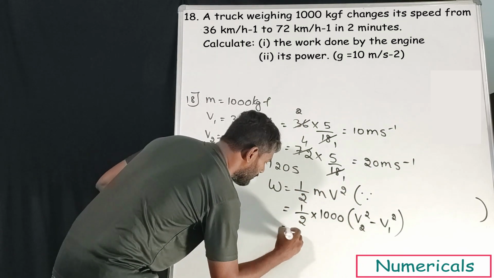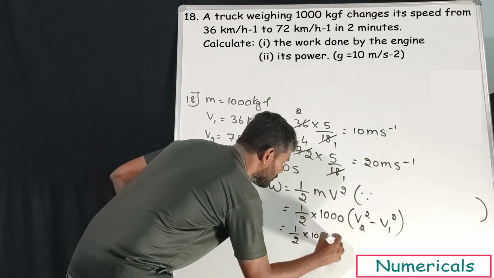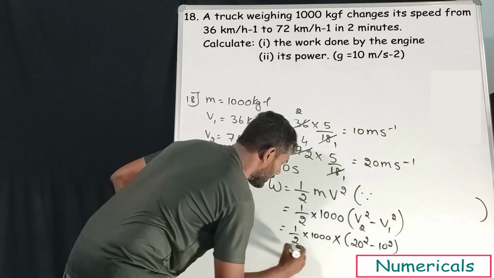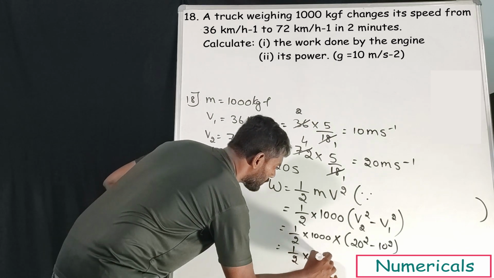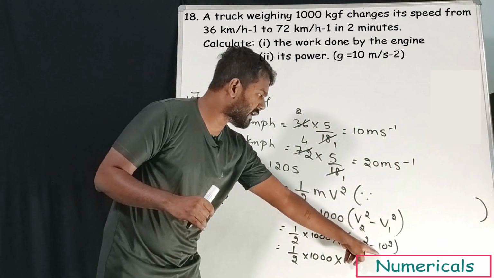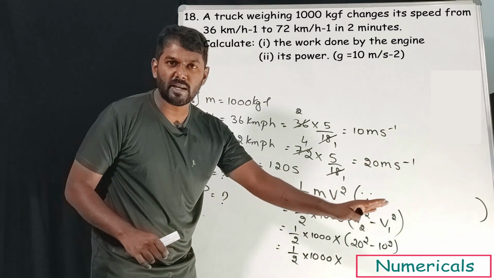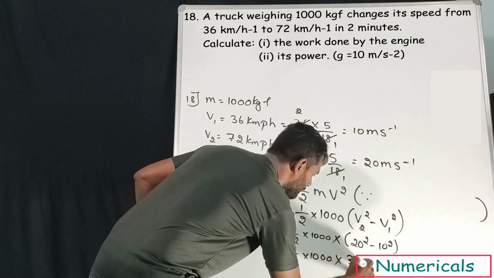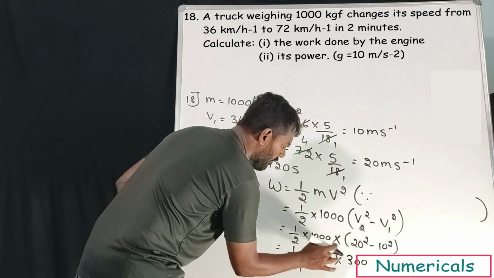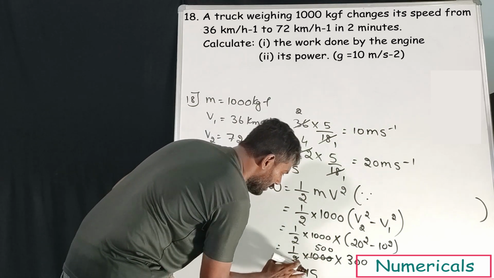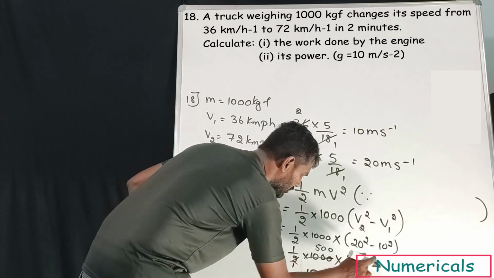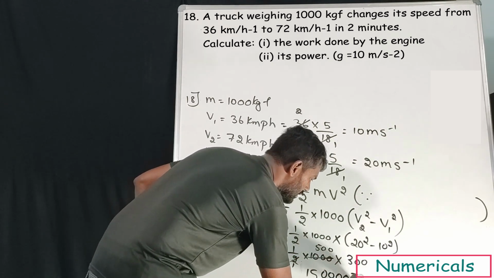Okay, now we will substitute the values. Half into 1000 into 20 square minus 10 square. So half into 1000 into, see, 20 square is 400, 10 square is 100. So 400 minus 100, that will be 300. So 2 ones are 2, 500s are 5, 5 3s are 15. How many zeros are there? 1 2 3 4. 15 with 4 zeros, joules.